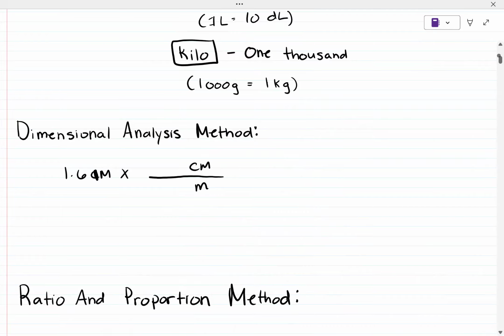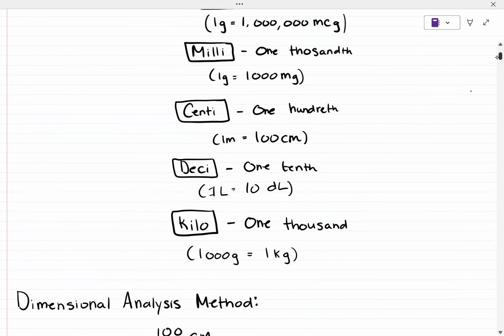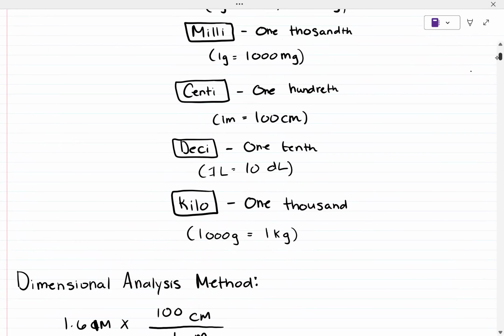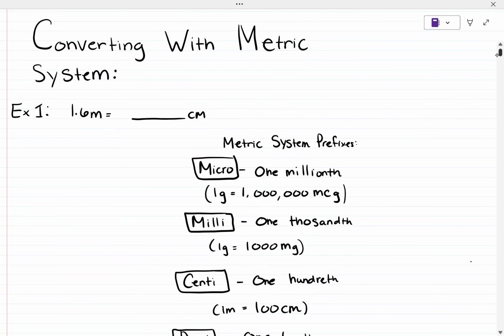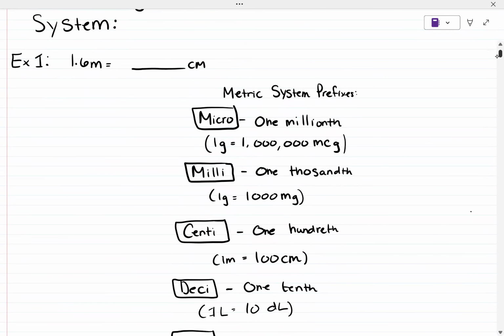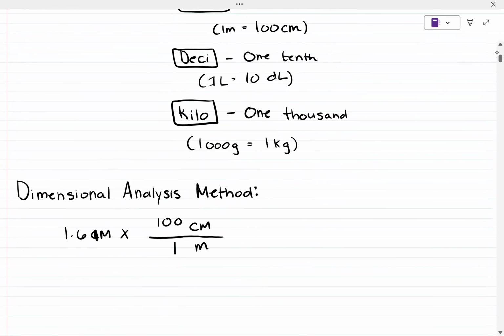This is where you fill in the blanks. According to the chart, the rules, we know that 1 meter is the same thing as 100 centimeters. You just have to know this rule, so copy it down. 1 meter is the same thing as 100 centimeters. If you need to copy it, go ahead and copy or pause the video.